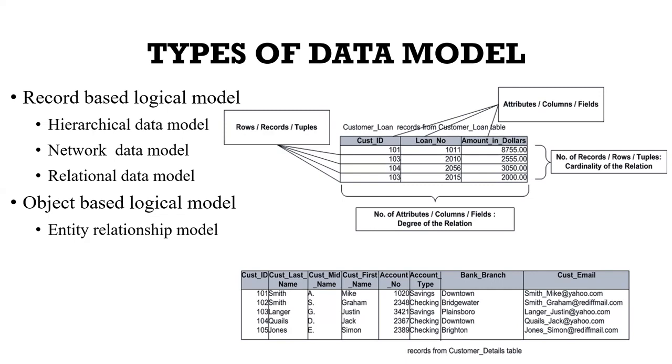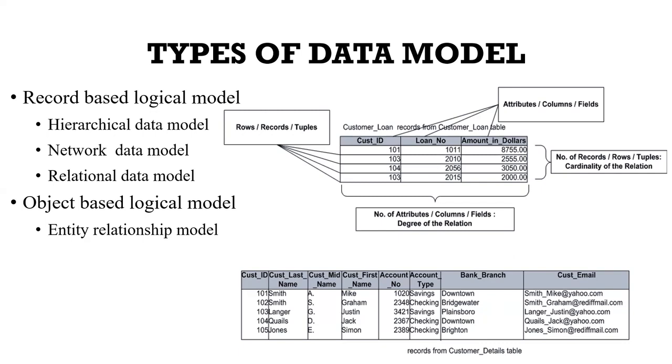The next thing is the relational data model. That is very, very important, and that is what we are going to discuss in this subject fully. A relational data model means the database will be created in the form of tables. The tables consist of rows and columns. The column headers are the attributes of that particular database, and the values are represented with the help of the rows. The next thing is the object-based logical model. It is purely the entity relationship model.